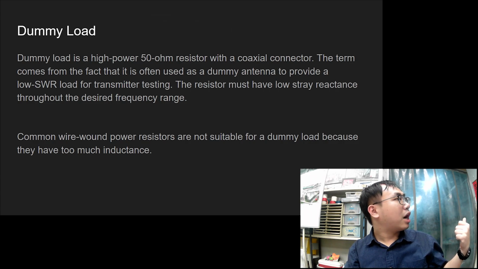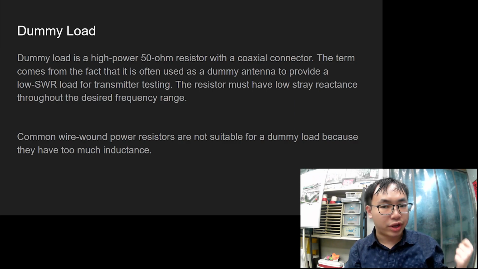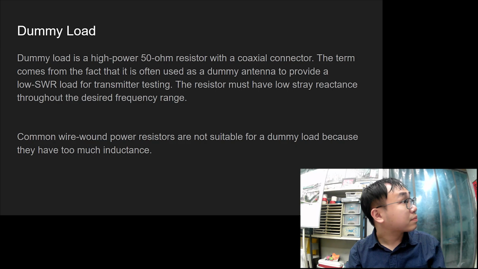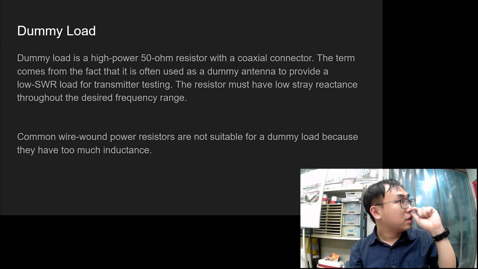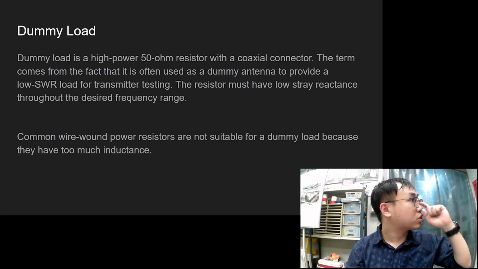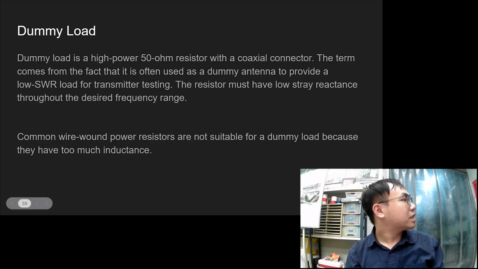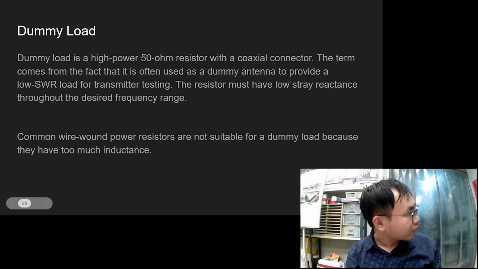Okay, so this provides a low SWR, as it absorbs all the signal, for you to test your radio or transmitter when you try to emit the signal. Okay, dummy antenna, very low standing wave ratio. Okay, and there are common point characteristics, the points to note.